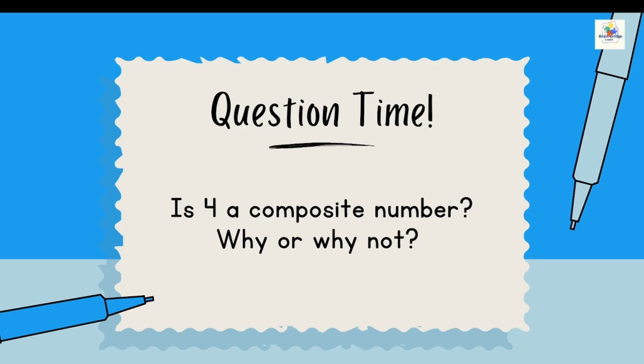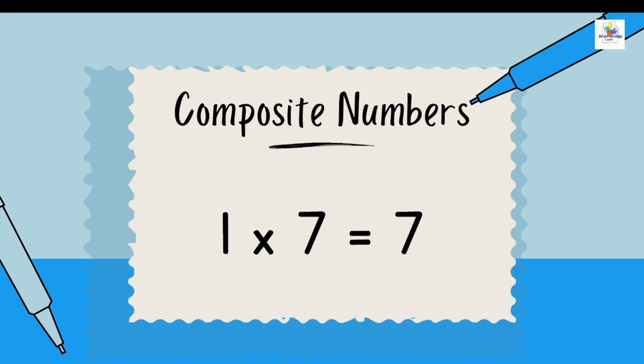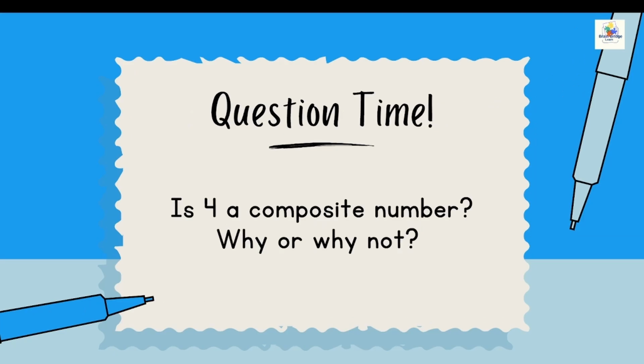So is 4 a composite number? Why or why not? Yes. 4 is a composite number because it has more than 2 factors: 1, 2 and 4.